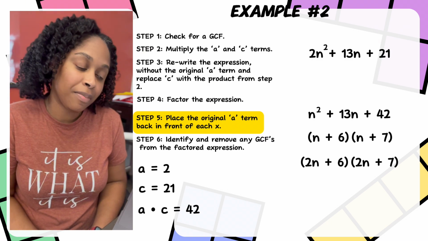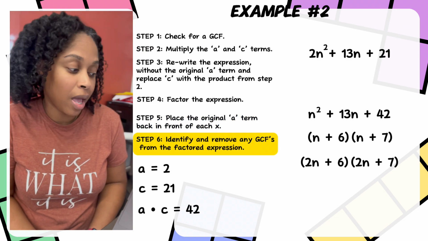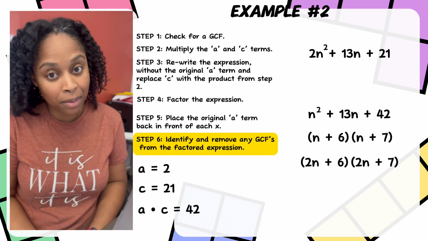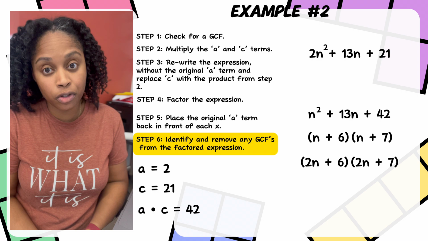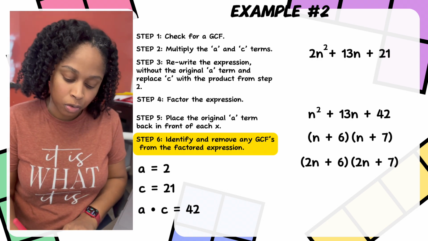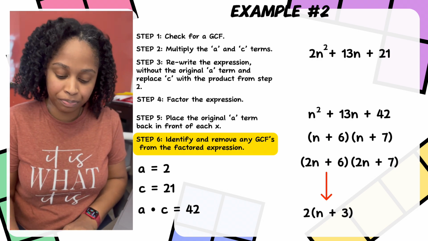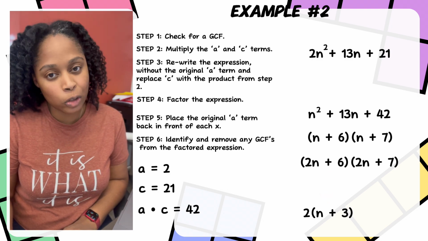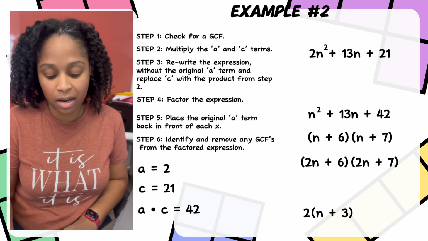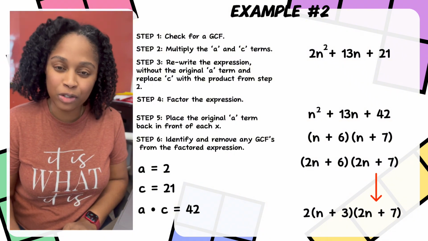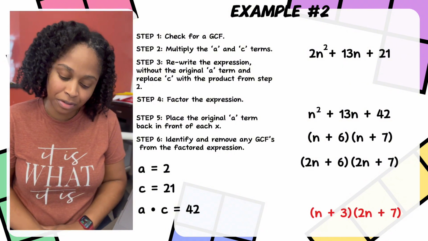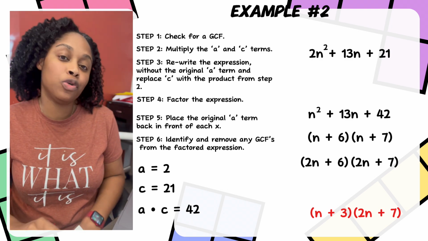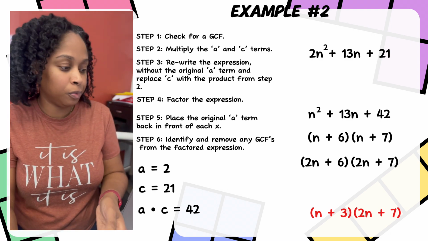And then our final step is to identify and then remove any greatest common factors. So for my first part, 2n plus 6, I have a GCF of 2. So I'm going to take the 2, and I'm left with n plus 3. For the second part, 2n plus 7, there is no GCF that I can take out, so I'm going to leave that alone. Cool. And then I get rid of the 2, and now my answer is n plus 3, and then 2n plus 7. All right, let's do one more together, and then you'll try one on your own.